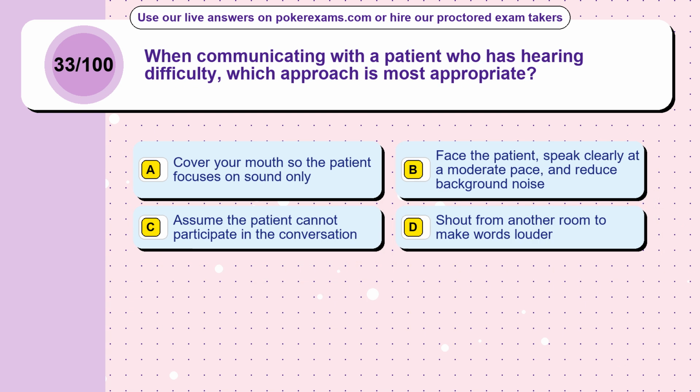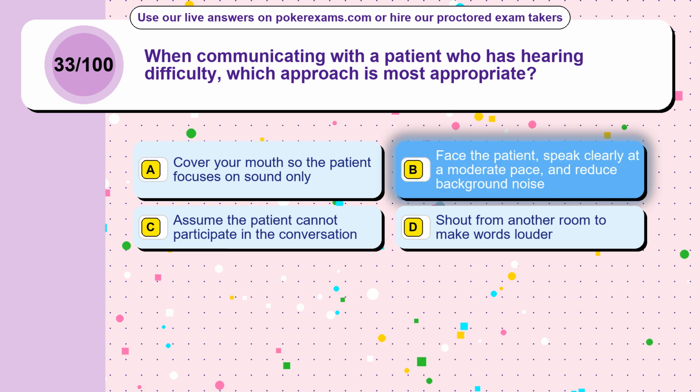Question 33. When communicating with a patient who has hearing difficulty, which approach is most appropriate? Option A. Cover your mouth so the patient focuses on sound only. Option B. Face the patient, speak clearly at a moderate pace, and reduce background noise. Option C. Assume the patient cannot participate in the conversation. Option D. Shout from another room to make words louder.